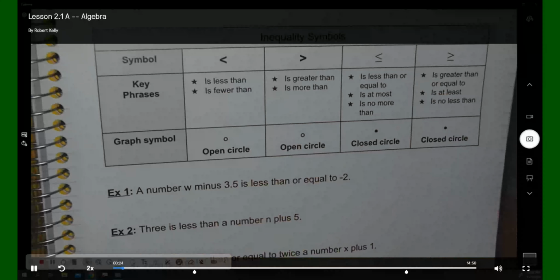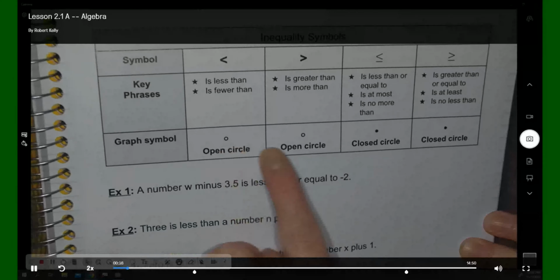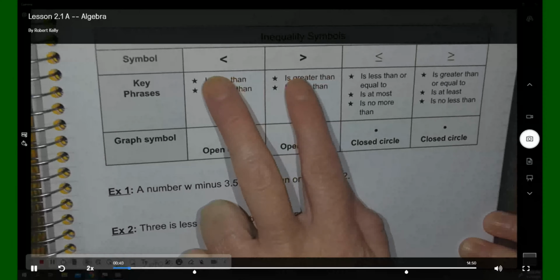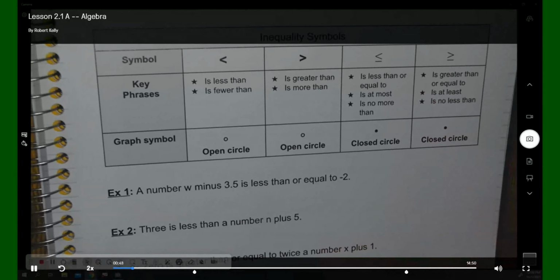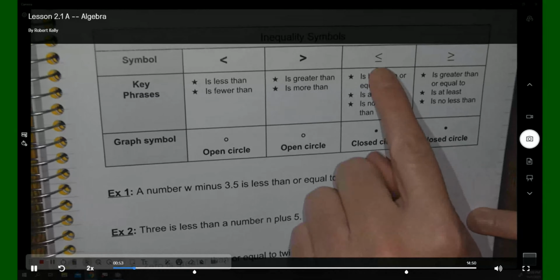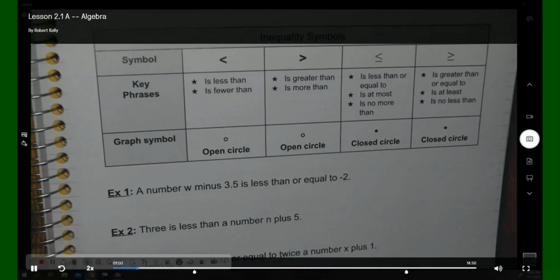This isn't by any means the whole phrase you could ever have or the only phrase, but they're good signals to you of which symbol you would have to use based on those words. And then when we're graphing, whether you would use an open circle, like with these ones that are just greater than or just less than, or a closed circle, like these ones that are less than or equal to, or greater than or equal to. A couple things I remember about open versus closed: if you think about the line at the bottom filling in the circle, they're closed because it also includes the number that we're talking about.